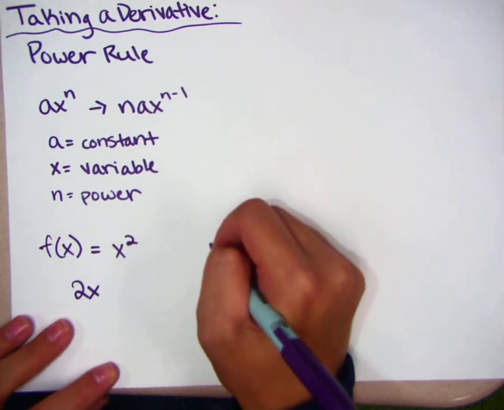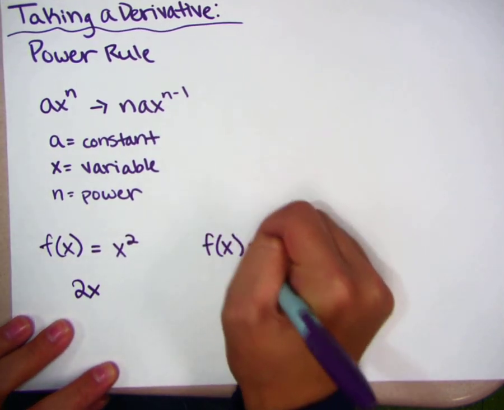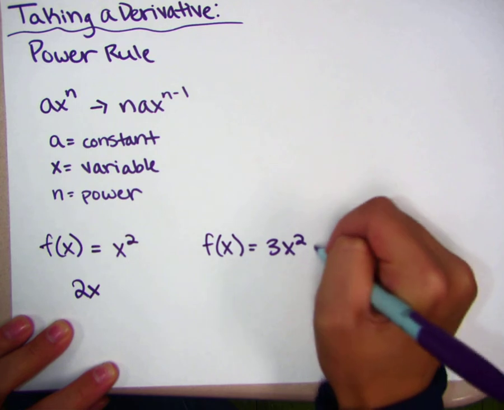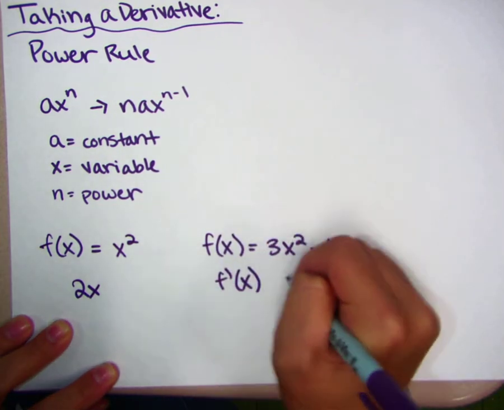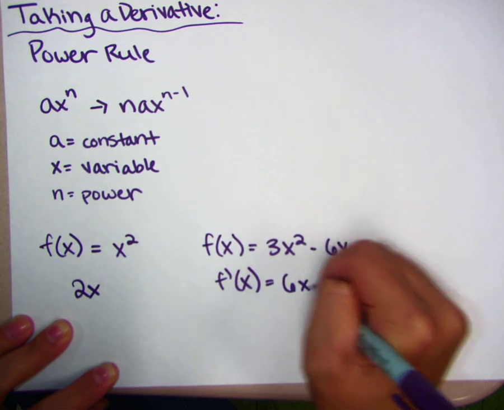You can do this again using f of x equals 3x squared minus 6x, and you would get the derivative of f of x equals 6x minus 6.